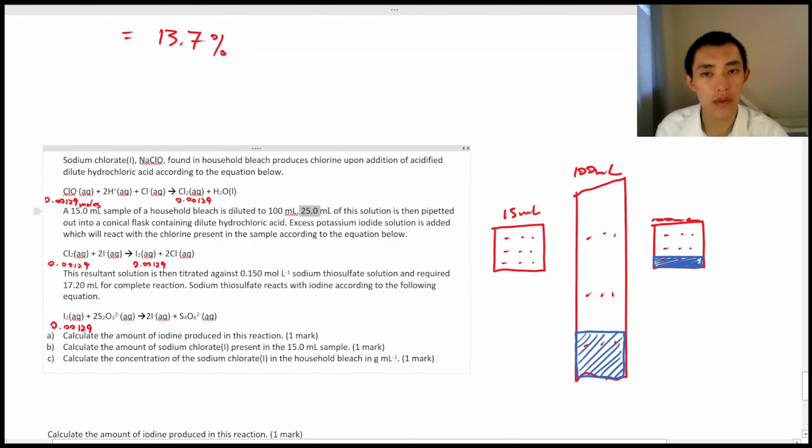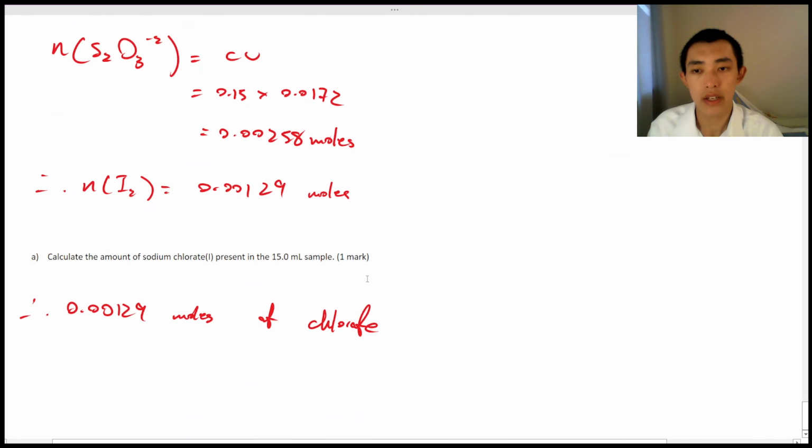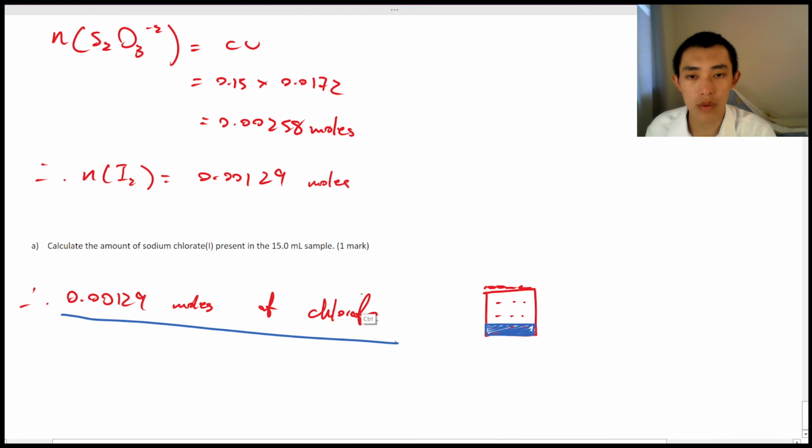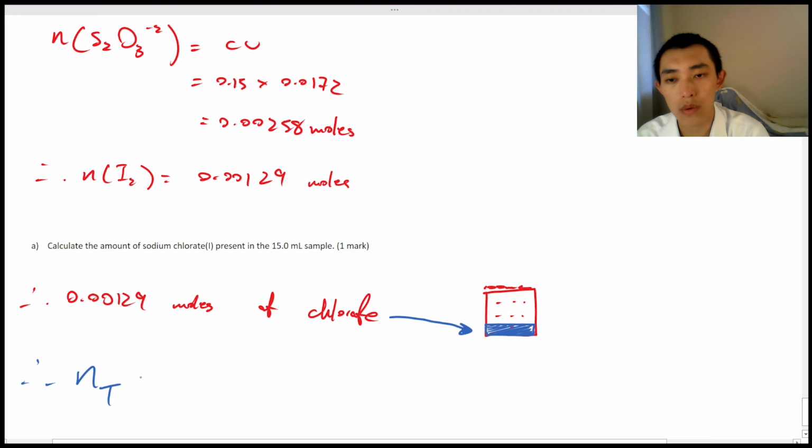The key insight that I want to give you is that this 25 mils of the 100 milliliter solution is a quarter of the solution, right? Therefore, we're only using 1/4 of the original number of moles. So what I'm saying is that we have this number of moles of the chlorate, but that's from just this quarter. There's another 3/4 there. So therefore, moles total is going to be 0.00129 times 4. So the total moles of chlorate that we have is 0.00516 moles.